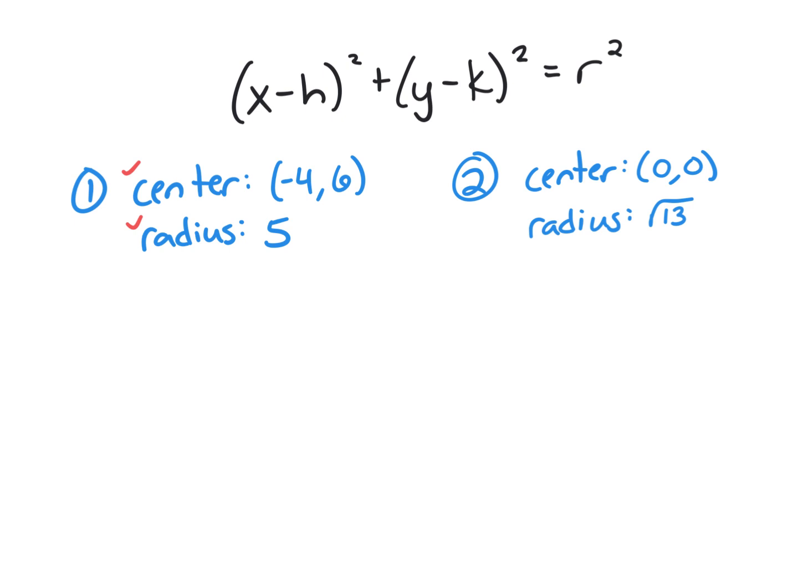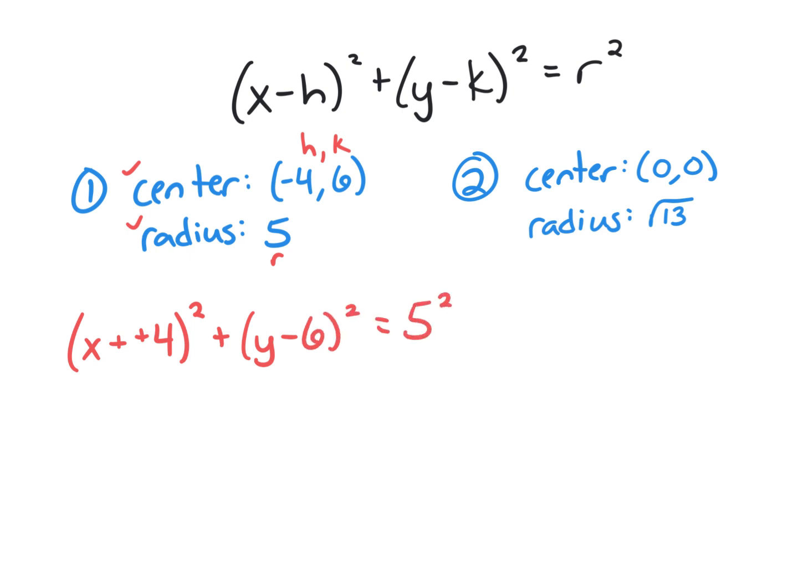Center is what? That's always going to be your HK. Radius is always going to be R. Okay, so we're plugging in values. We have x minus a -4. That's how it turns into +4. See why it turns? Because of the negatives. Squared plus y minus 6 squared equals 5 squared. That's the biggest thing kids forget. Don't forget to square the radius.